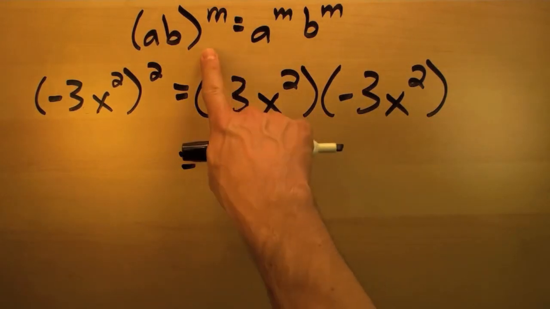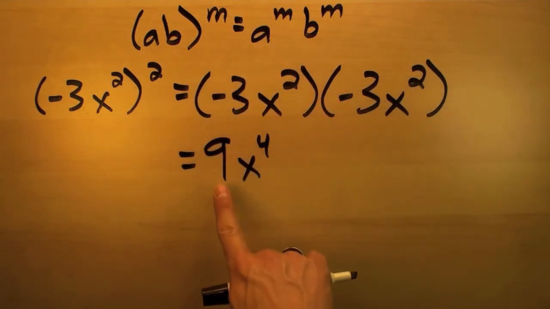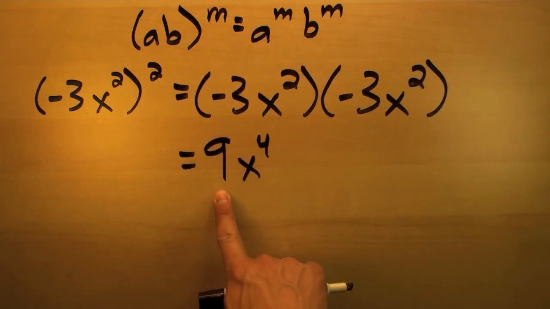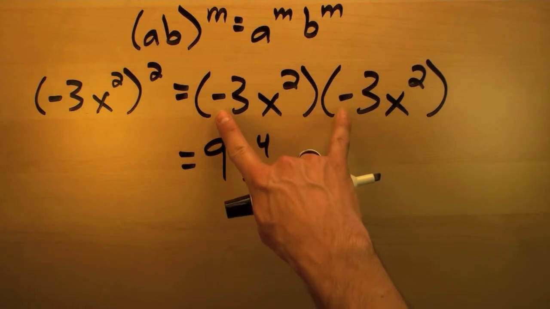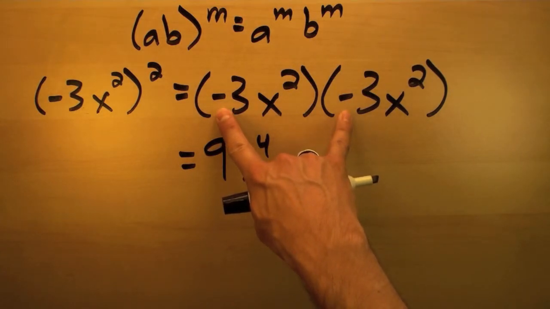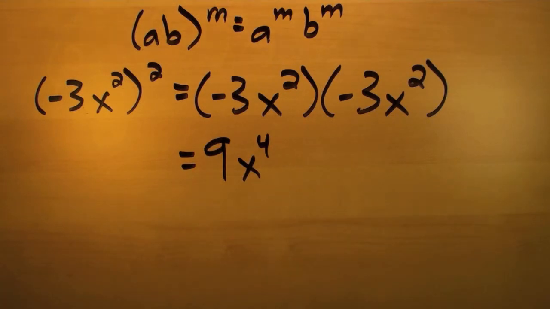So see how we followed the rule up here, where the exponent applied to each piece. So we got negative 3 squared, which is 9, and x squared, squared, which is x to the 4th. And since we had an even-powered exponent, all the negatives had a pair to cancel out with, and we end up with a positive value.